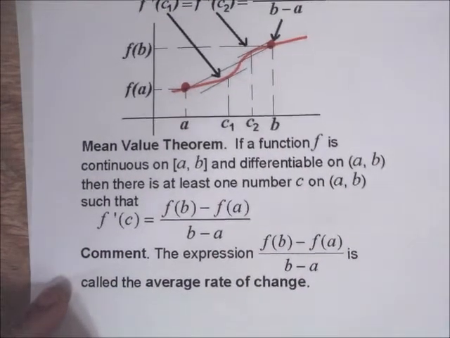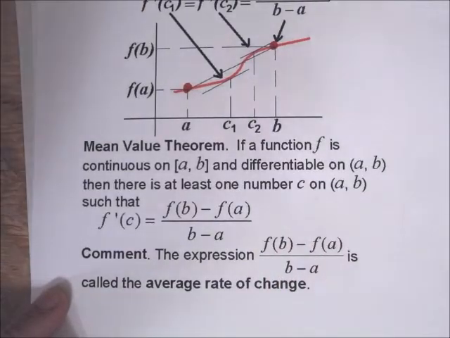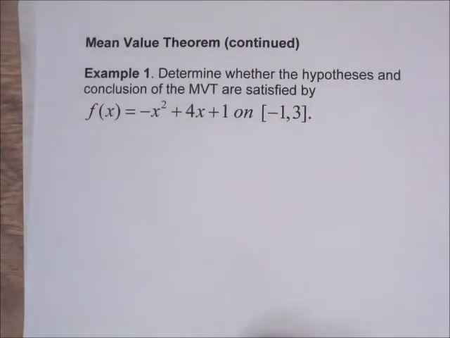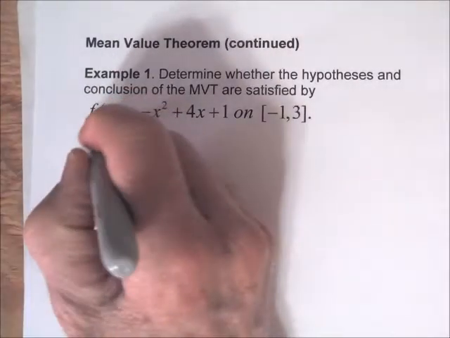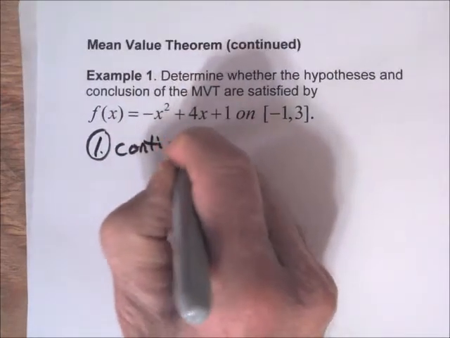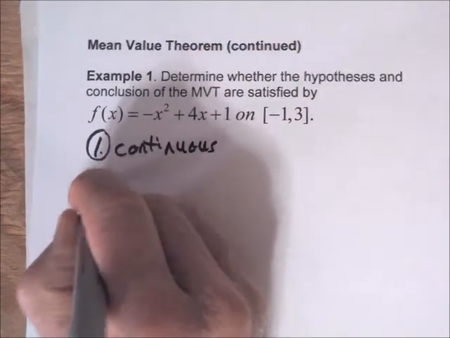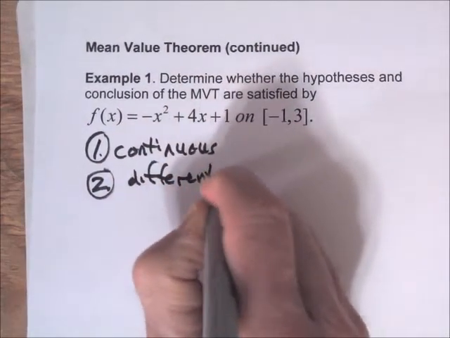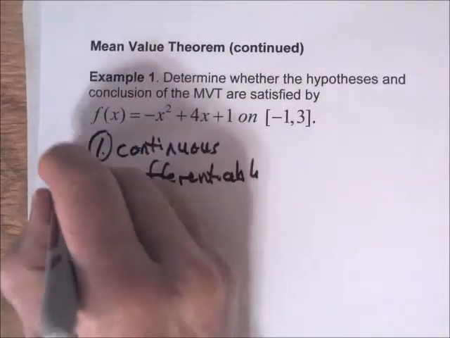So the slope of the secant line is also called the average rate of change. Okay, so I'll go over some examples and then the proof. First example, f of x equals minus x squared plus 4x plus 1 on the interval from minus 1 to 3. And we want to check whether it's continuous and differentiable, and it's a polynomial, so the answer is yes. Polynomials are continuous and differentiable everywhere.